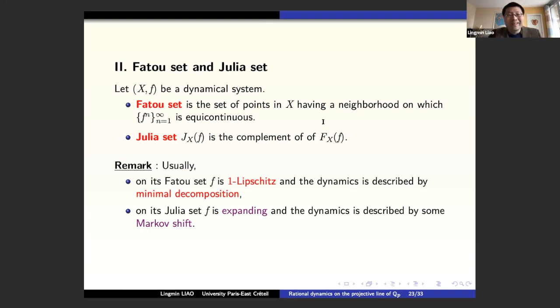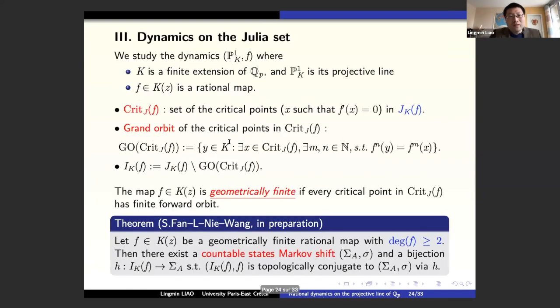Another part is the Julia set. It's the complement of the Fatou set, but in this part, usually your dynamics is expanding. And in this situation, usually we need to use Markov shifts to describe the dynamics. So again, this is why at the beginning I talked about two different dynamics: one on the Fatou set, another on the Julia set.